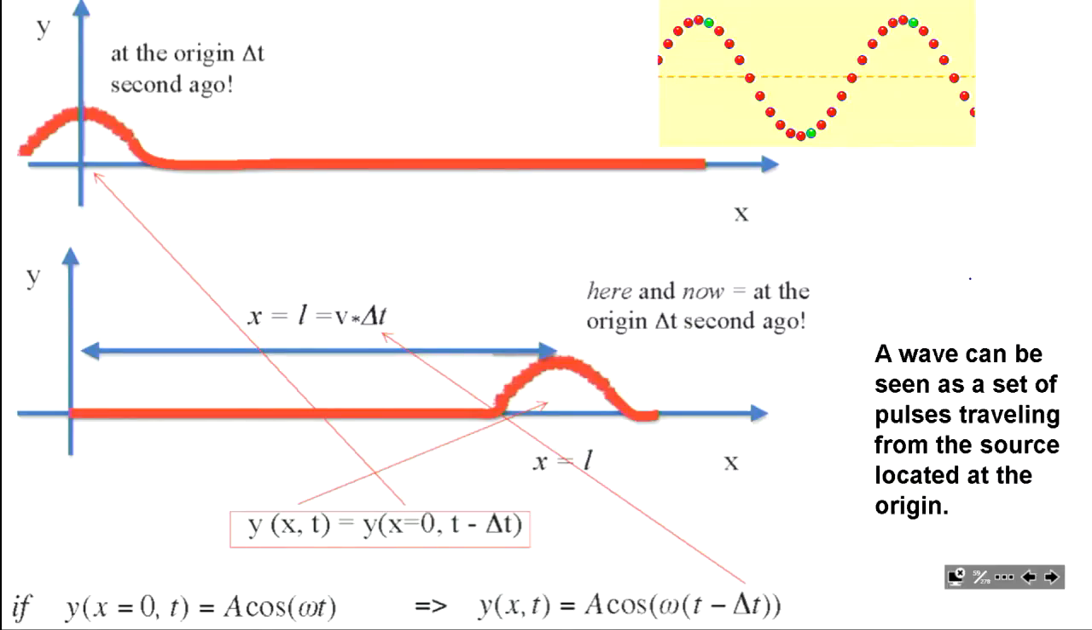How do we write it? This is how we write it. The displacement here and now is equal to the displacement at the origin this time before. That's a wave equation. Thank you.